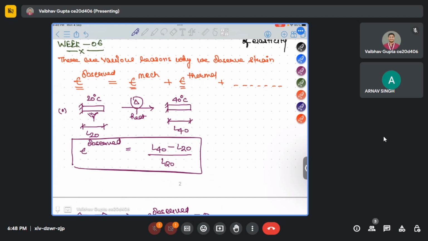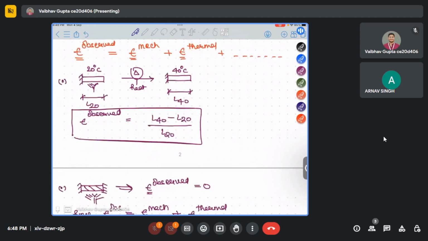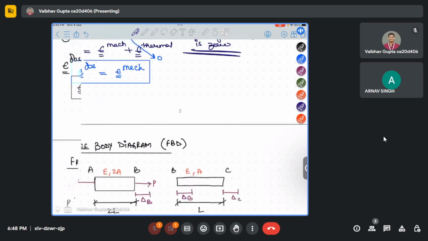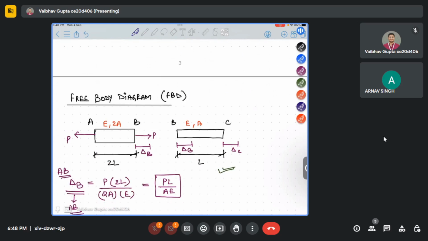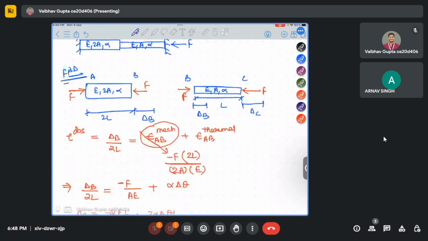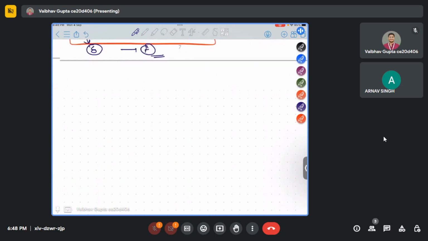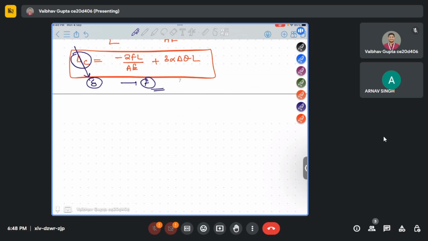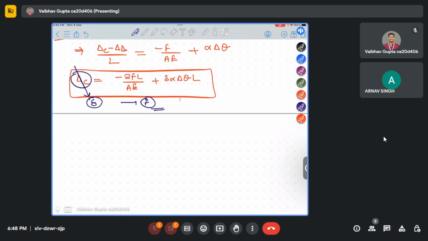Okay. So then we have seen the cases that have been done in the lecture only. Just for you to understand better, I am covering all those cases again. First we have seen 3 cases without heating, and then 2 cases due to heating. Without heating means epsilon thermal will always be 0. So what we are observing will be equal to mechanical strain.